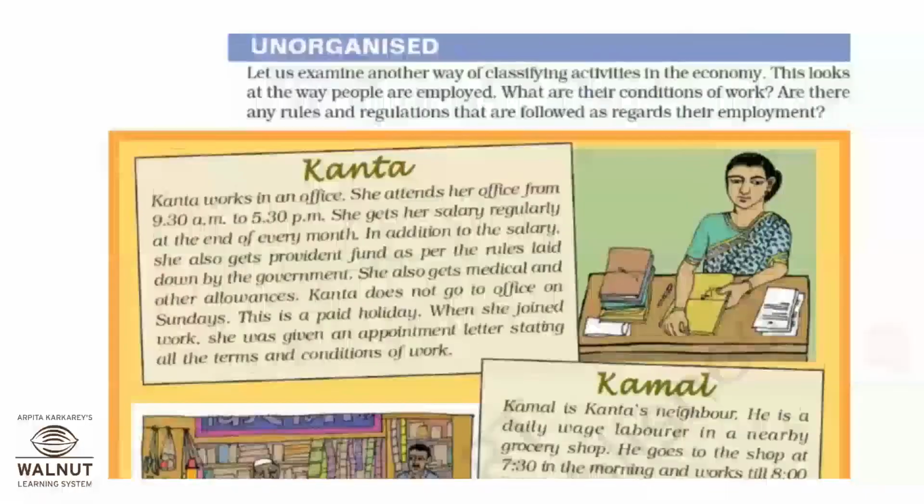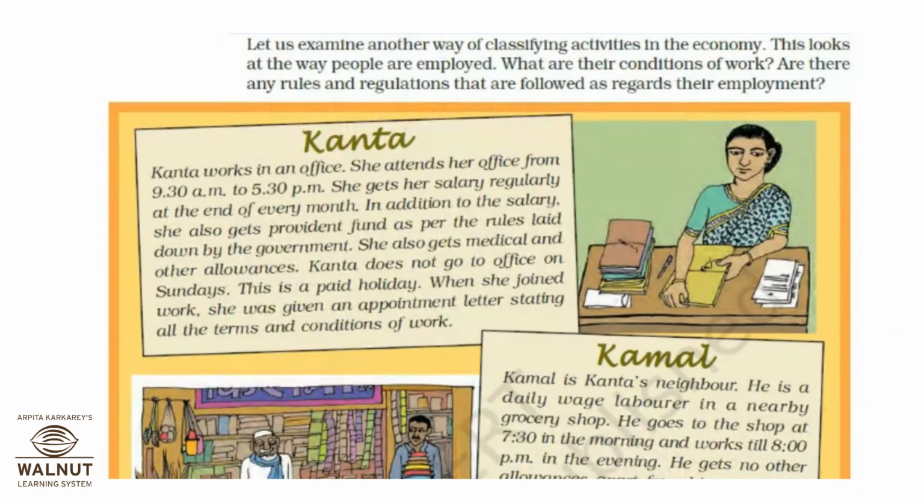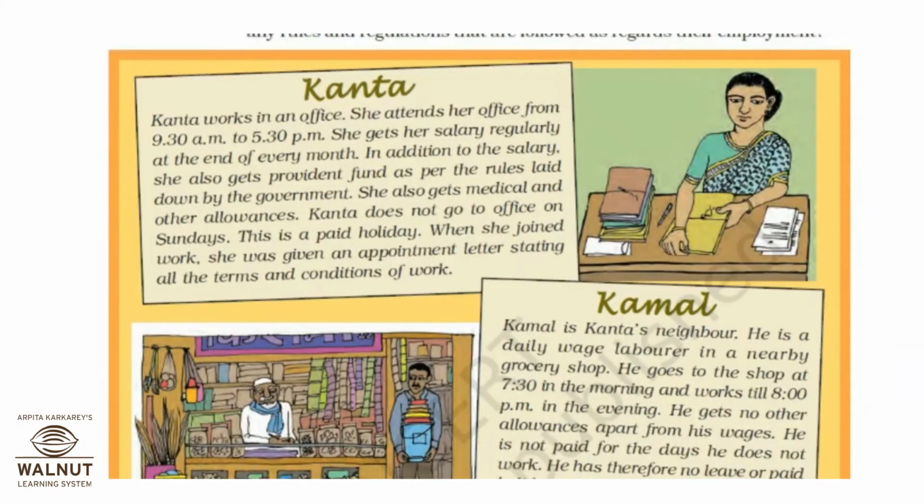Then rules and regulations are followed by the government in two cases. How? Provident fund and weekly off. This is a paid holiday. So if she is taking an off on Sunday, she is being paid for that. It's not that she is not going on Sunday, so her salary is being cut. When she joined work, she was given an appointment letter stating all the terms and conditions of work. So there is paperwork done which gives you security, right? So all these are the features.